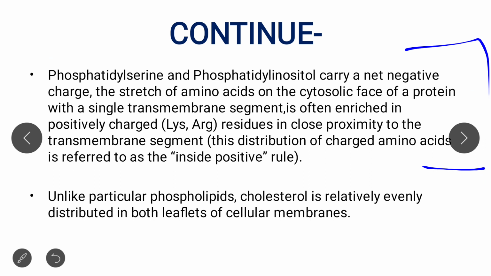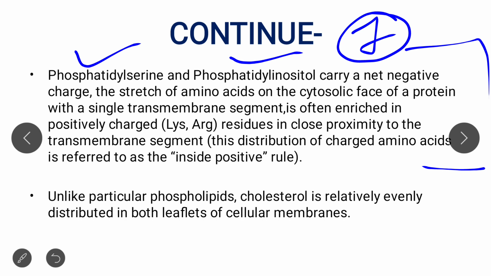As I already discussed in yesterday's lecture, regarding the net charge, that is the charge at pH 7, phosphatidylserine and phosphatidylinositol, the amine-containing phospholipids present on the cytosolic part, contain negative charge. Because of this, the amine-containing phospholipids are present on the cytosolic phase of the protein.